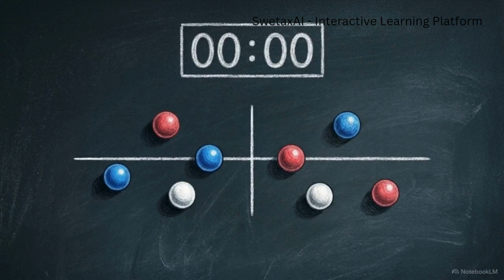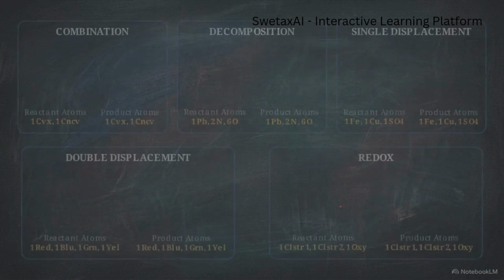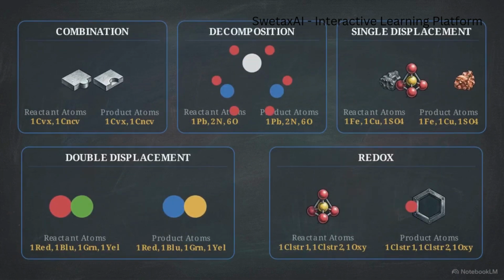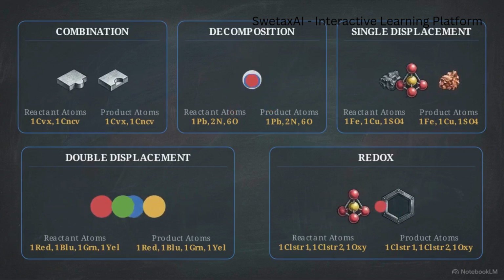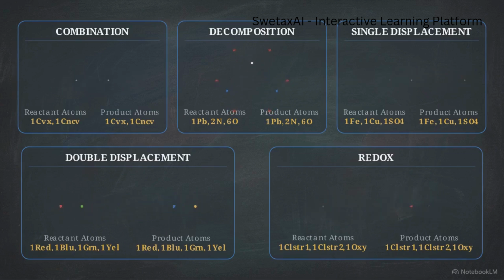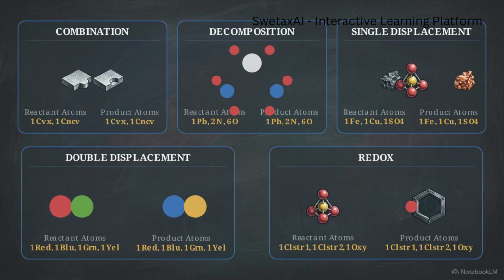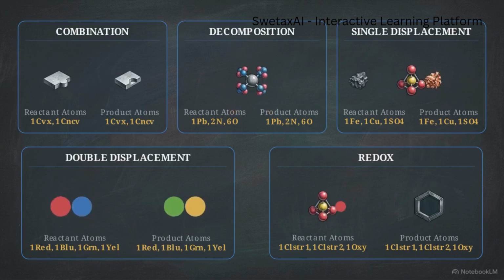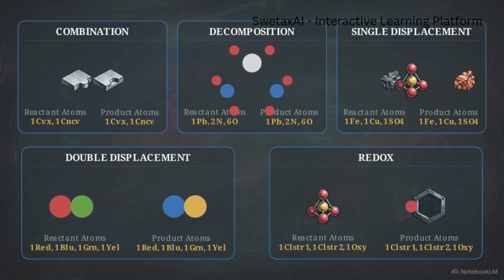Redox reactions show that many chemical changes are a zero-sum game of elemental transfer. These 5 pathways, combination, decomposition, single displacement, double displacement, and redox, form the structural matrix of chemistry. In every quadrant, the total count of atoms remains constant. Bonds are broken and reformed, but the underlying matter is never destroyed.